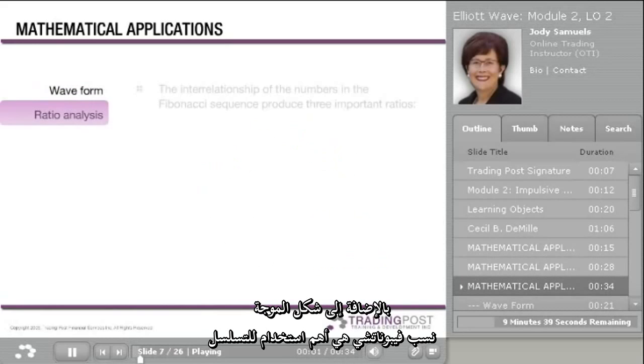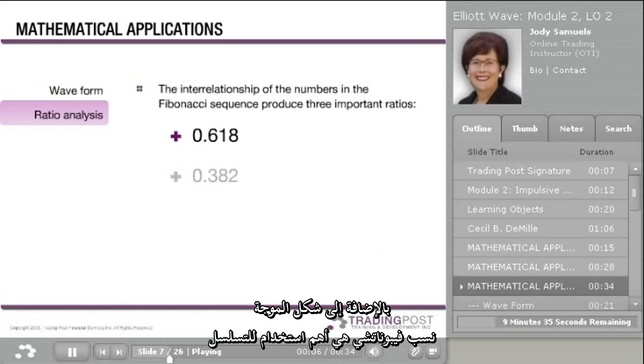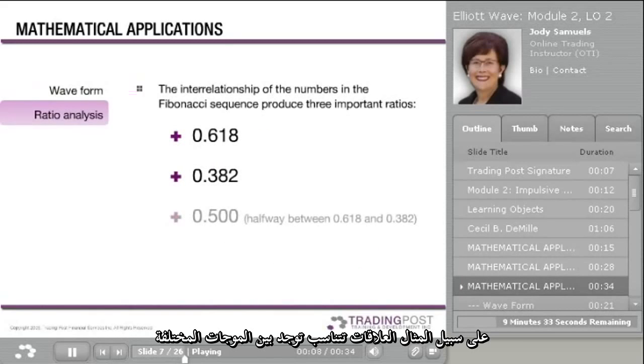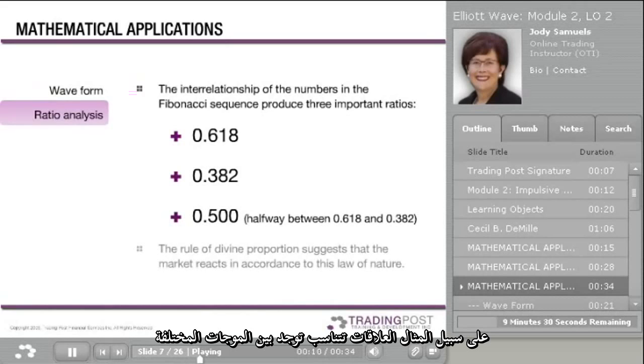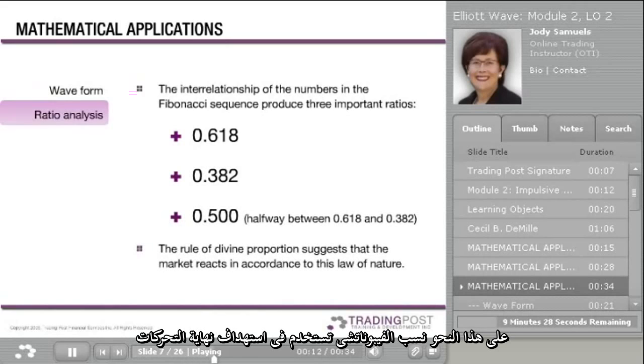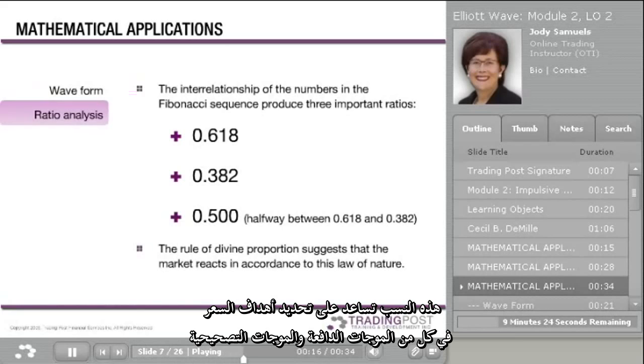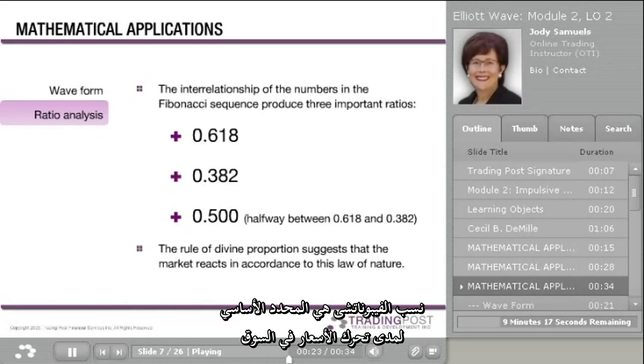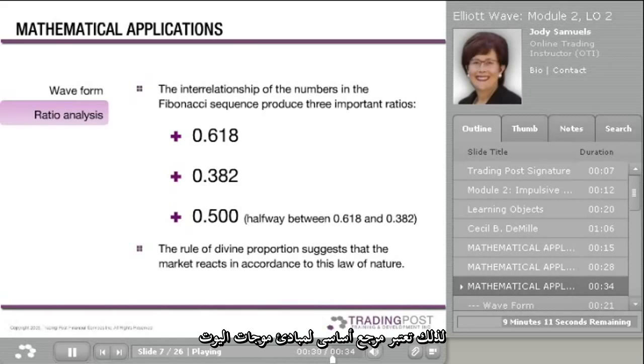In addition to waveform, Fibonacci ratios are the most important use of the sequence. For example, proportional relationships exist between the different waves. As such, Fibonacci ratios are used to target the ends of moves. These ratios help to determine price objectives in both impulse and corrective waves. Fibonacci ratios are the primary determinant of the extent of price movements in the market, so they are an important adjunct to the Elliott wave principle.